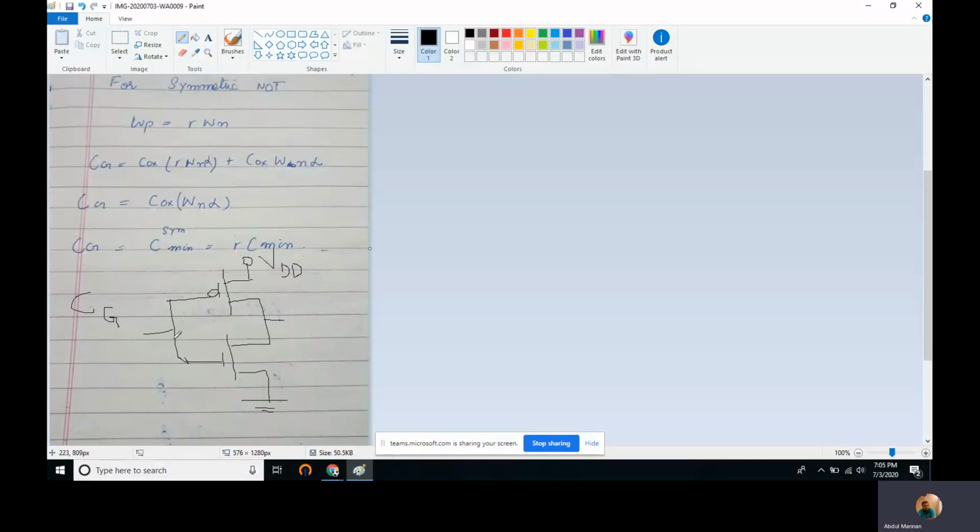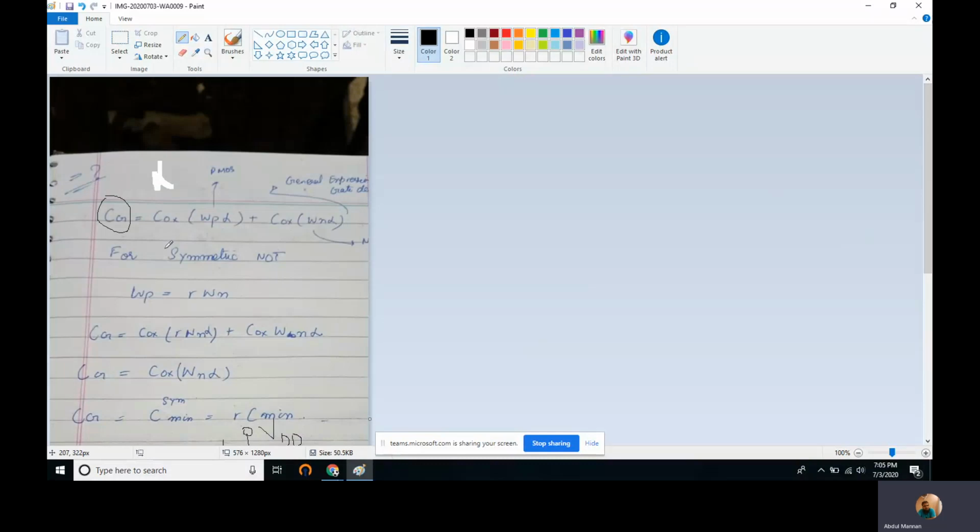NOT gate. So the input is connected to a PMOS and an NMOS. So there must be a capacitance from the gate of the PMOS to ground, and there must be a capacitance from the gate of the NMOS to ground. This we call CGP and CGN. If it is a symmetric inverter, the PMOS is R times larger than the NMOS in order to have equal rise and fall time delays.